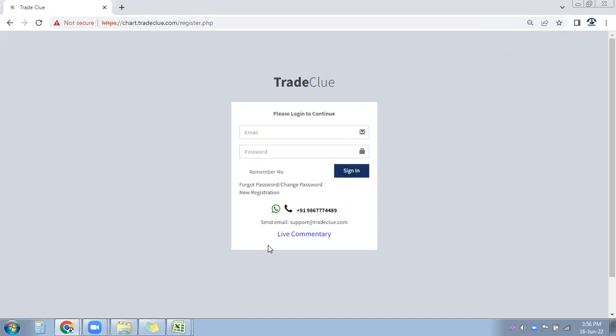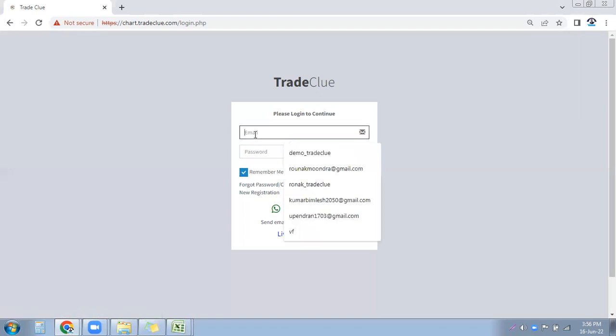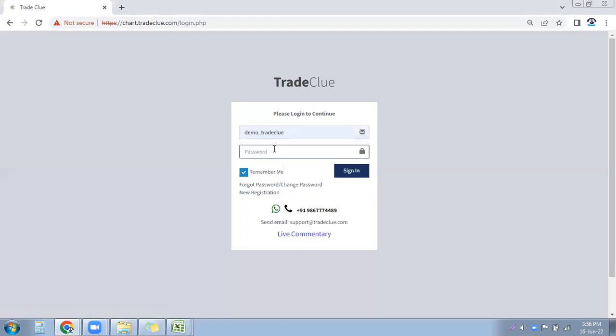Now once you get the credentials, you can log into the software, and if you're facing any issues, you have the support number which is given over here, also the WhatsApp icon where you can click and join our WhatsApp group. Make sure that you are present in the WhatsApp group because all the live updates we basically provide in this WhatsApp group as well. So let me log in and give you the tour of TradeClue.